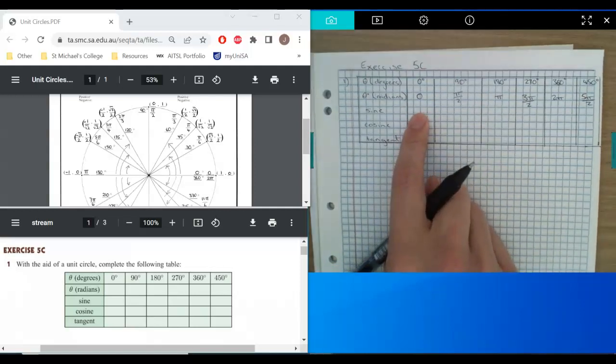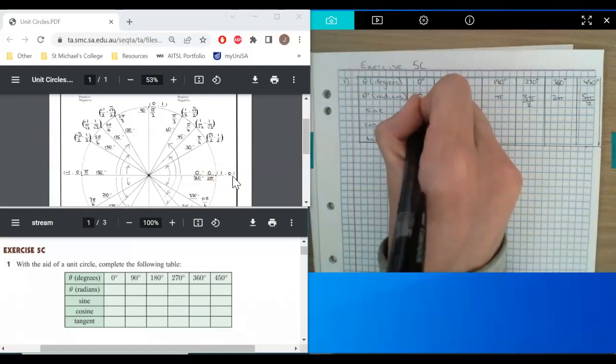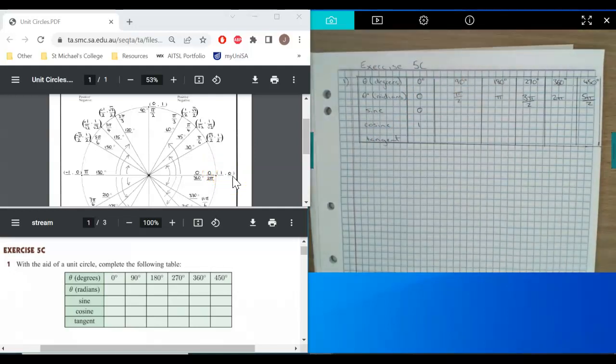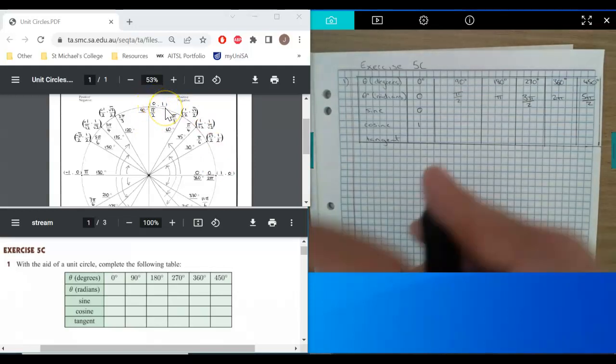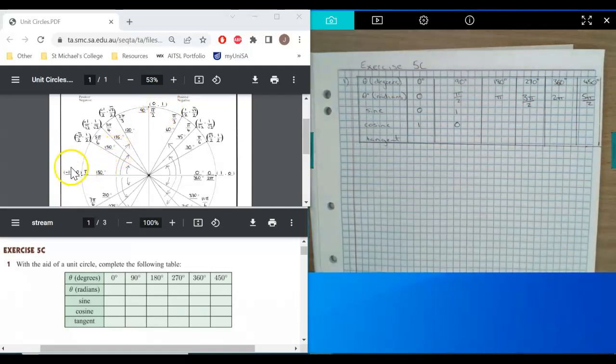So now let's consider the sine and cosine values of each of these. At 0 radians, we know that our cosine value is going to be 1 and our sine value is going to be 0. Then at pi on 2, we've got a cosine value of 0 and a sine value of 1. At pi, we've got a cosine value of -1 and a sine value of 0.